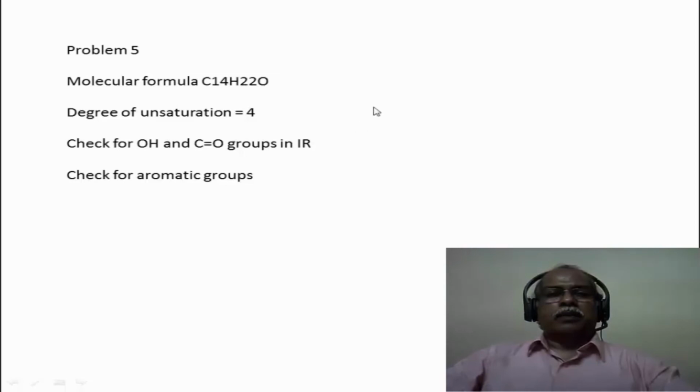Let us go on to another problem. Problem number 5. The molecular formula is given as C14H22O. This molecule has a degree of unsaturation of 4, so it could very well be an aromatic compound. Because of the presence of oxygen, once again let us check for the presence or absence of OH and the carbonyl stretching frequency in the infrared spectrum of this particular compound.